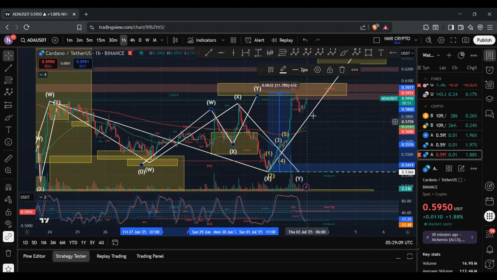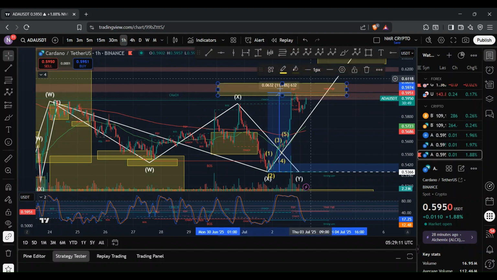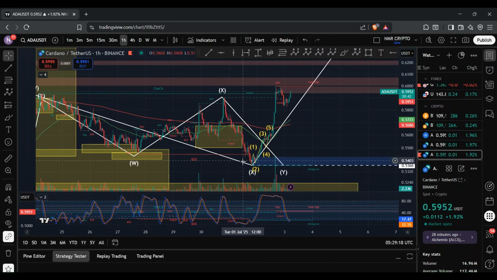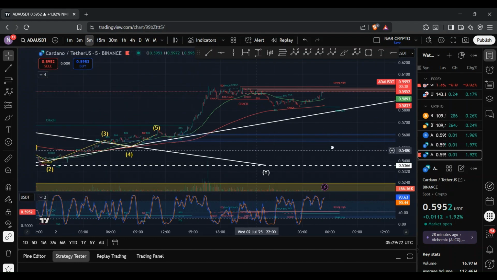And so despite us actually tapping into this region, it doesn't matter too much. And so what I'll do is I'll remove that and remove that. And yeah, I also talked about how I was tracking a 5-wave move. So what I'll do is I'll go in a 5-minute chart.